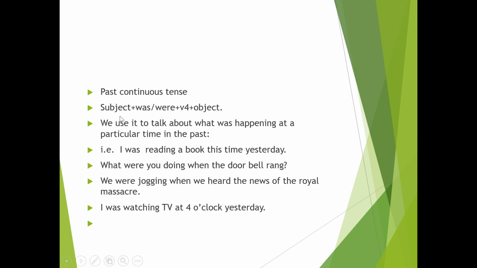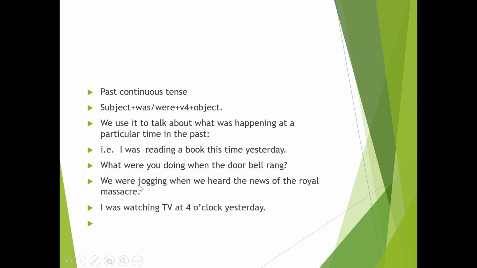This is the idea. Past continuous tense कुन हो त? Subject was/were and verb-ing is called past continuous. We use it to talk about what was happening at a particular time in the past. के भइरहेको थियो भन्नु पर्दाखेरि past मा यो प्रयोग गर्छौं. I was reading a book this time yesterday. यति बेला पढिरहेको थिएँ. What were you doing when the doorbell rang? के गरिरहेको थियौ? Doorbell बज्दा.